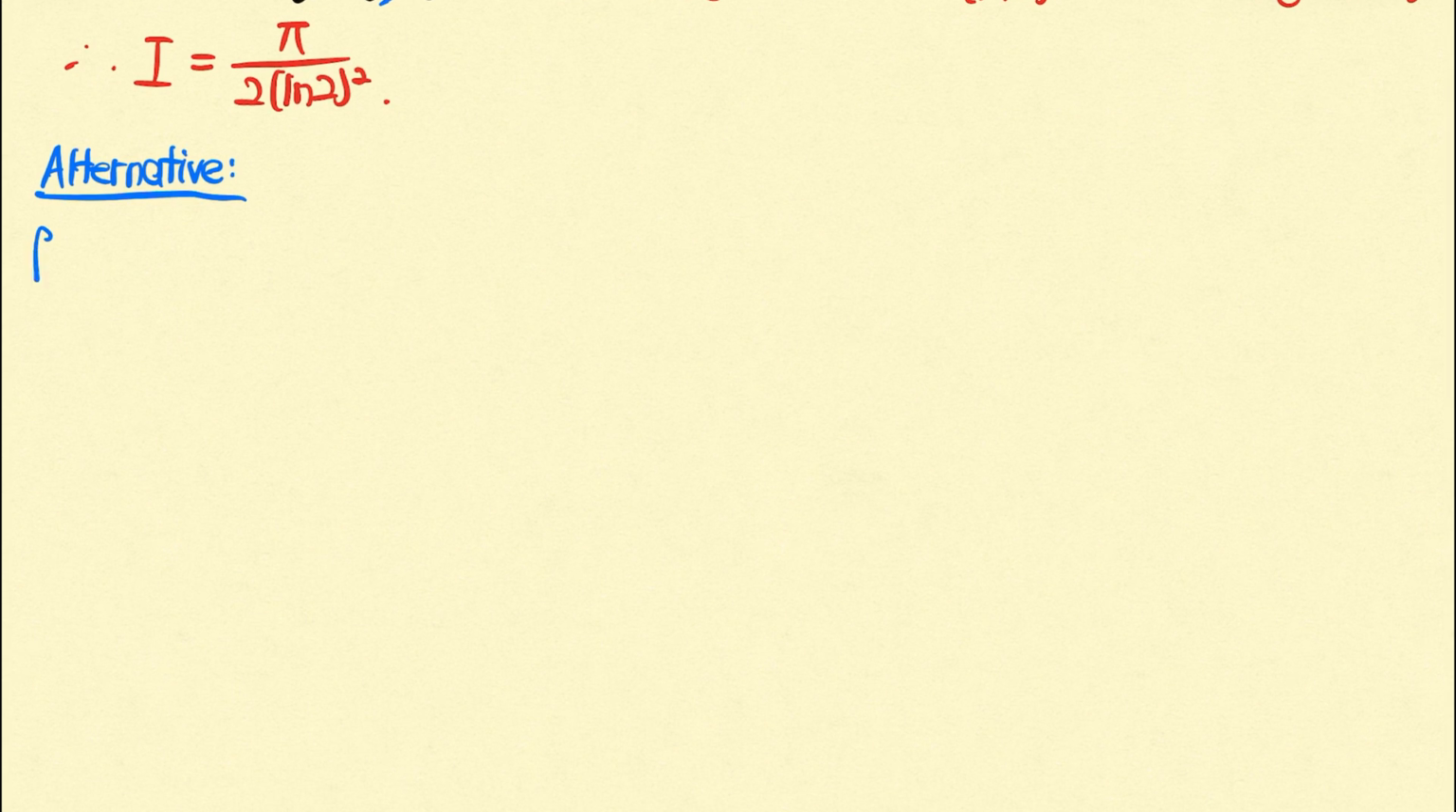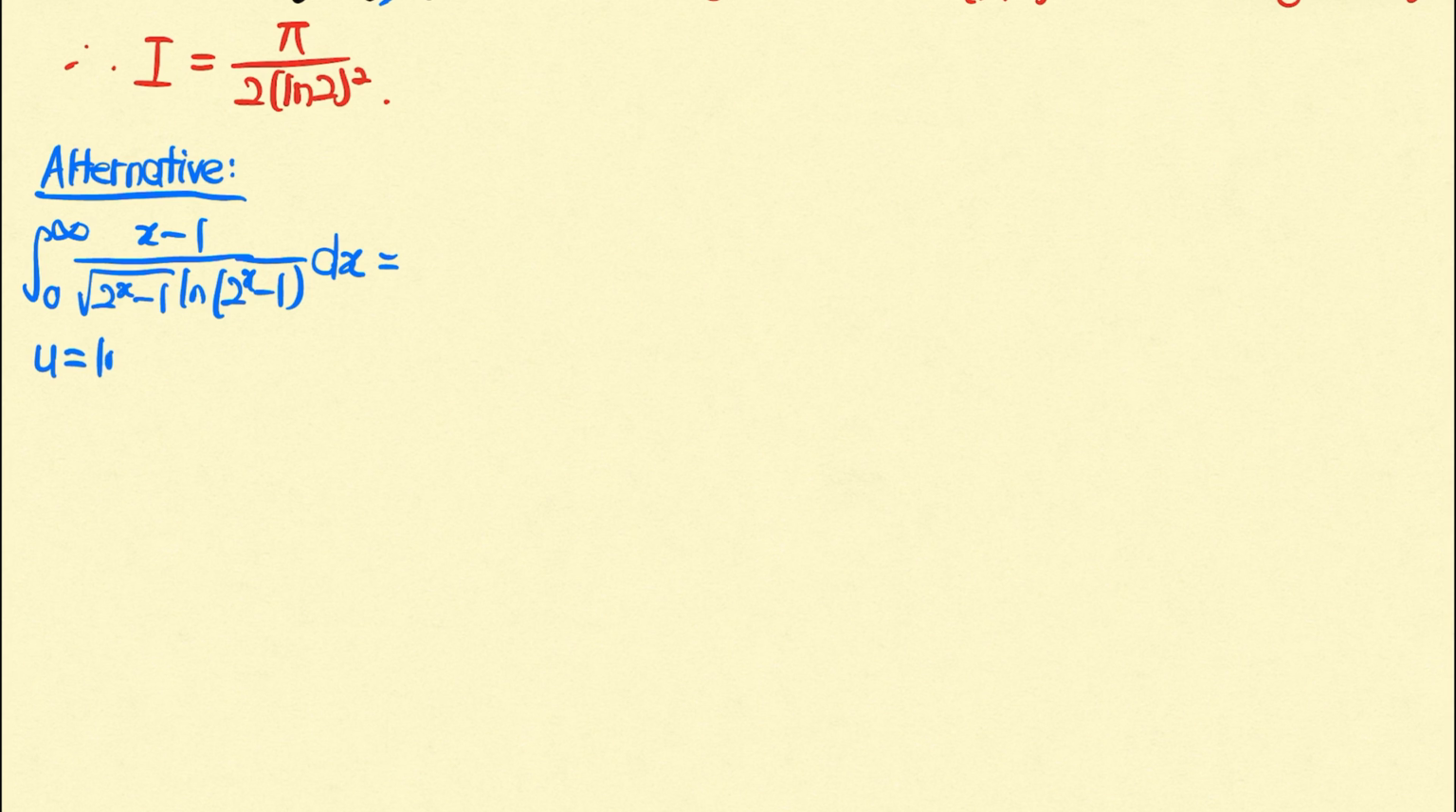So the alternative here to evaluate this integral from 0 to infinity of (x minus 1) over square root of (2^x minus 1) times the natural log of (2^x minus 1) dx, is to perform another substitution, which is different from our first substitution, by letting u be equal to the natural log of (2^x minus 1). Then you can solve for x, which is x equals natural log of (1 plus e^u) over natural log of 2.